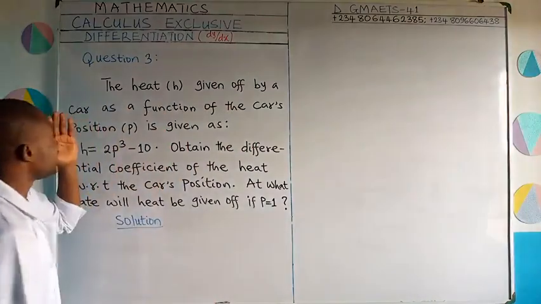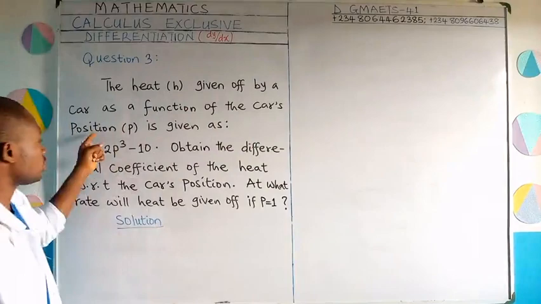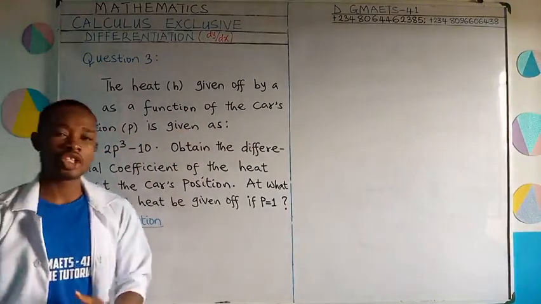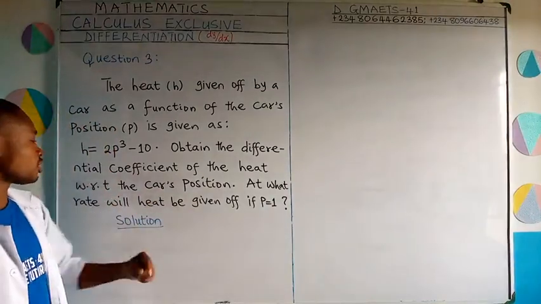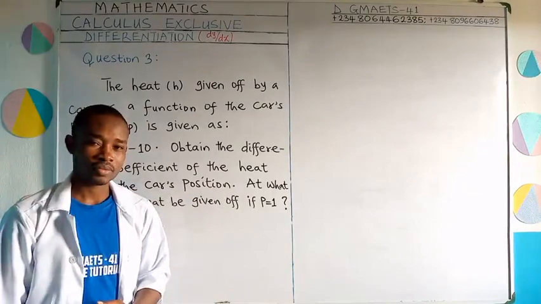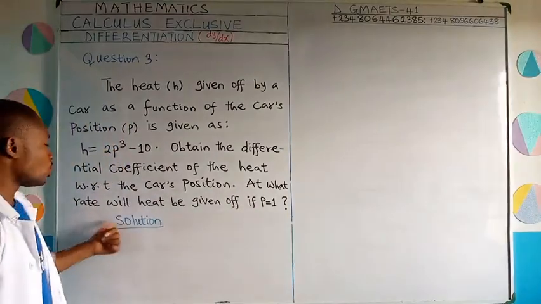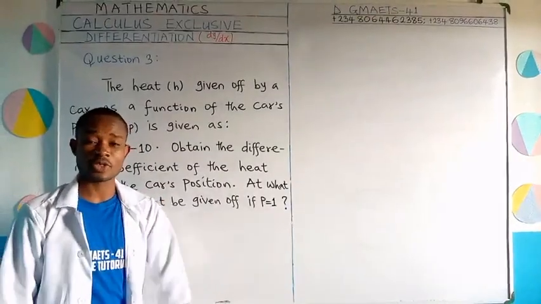Let's go. The heat, H, given off by a car as a function of the car's position, P, is given as H = 2P^3 - 10. Obtain the differential coefficient of the heat with respect to the car's position. At what rate will heat be given off if P is equal to 1? That is, if the car's position is equal to 1.